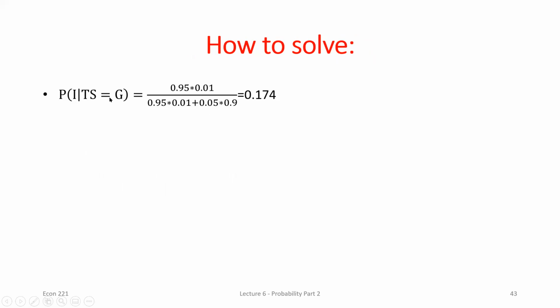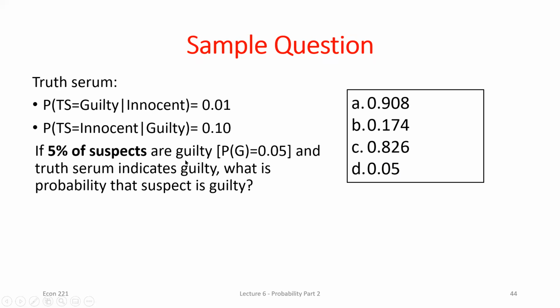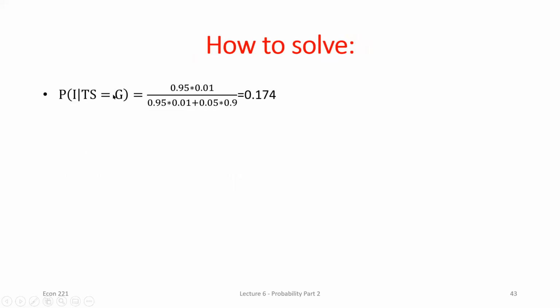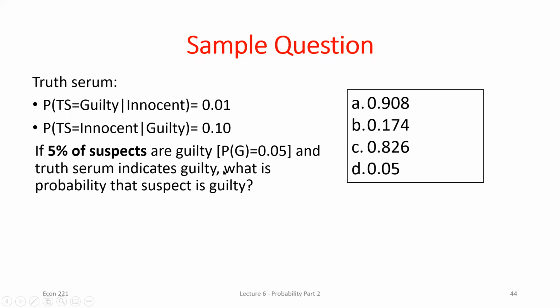Really, it was just saying that, okay, given that the truth serum made someone say they're guilty, what's the probability they're innocent? We said that was about 17%, or probably 0.17. So if the truth serum indicates guilty, still conditioning on that same state of nature, what's the probability that the suspect is guilty, right?